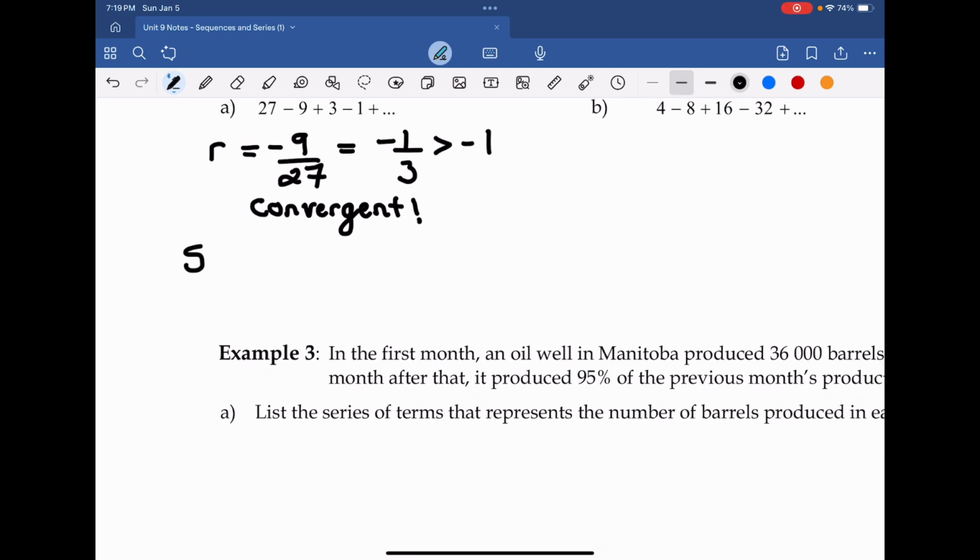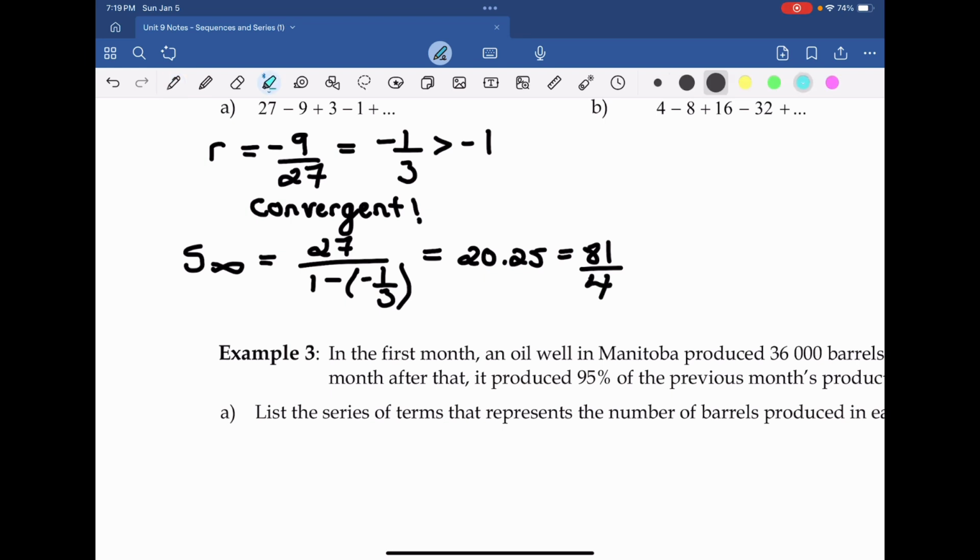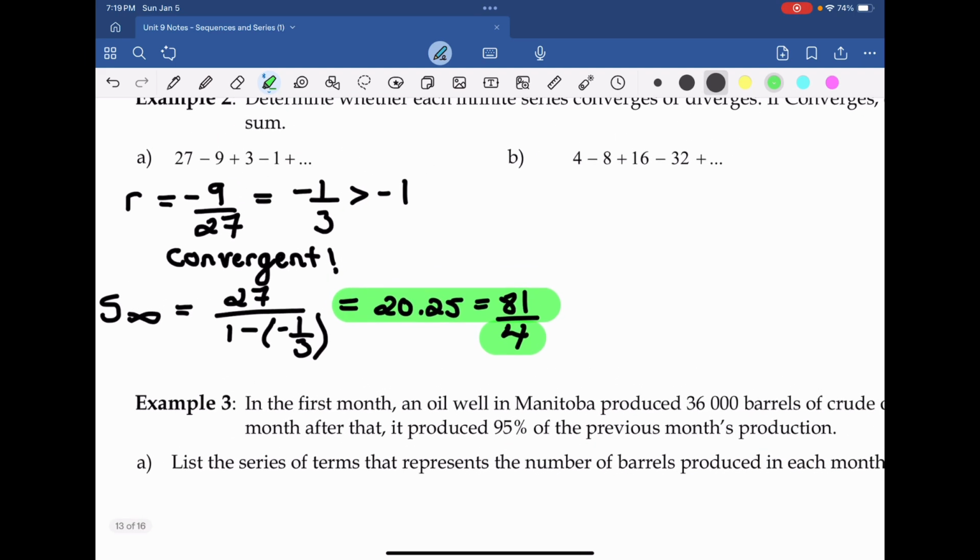Now we can actually calculate it using the formula of S infinity equals T1, the first term, which for us was 27, divided by 1 minus a negative 1/3. When you plug this into your calculator, this is the same as 27 divided by 2/3, which ends up giving us 20.25. And then I'm also just going to give it in the fraction form. In your calculators, that conversion is quite simplistic. So we're just going to put both of them there, just in case they ask for a fraction or the decimal, either one.